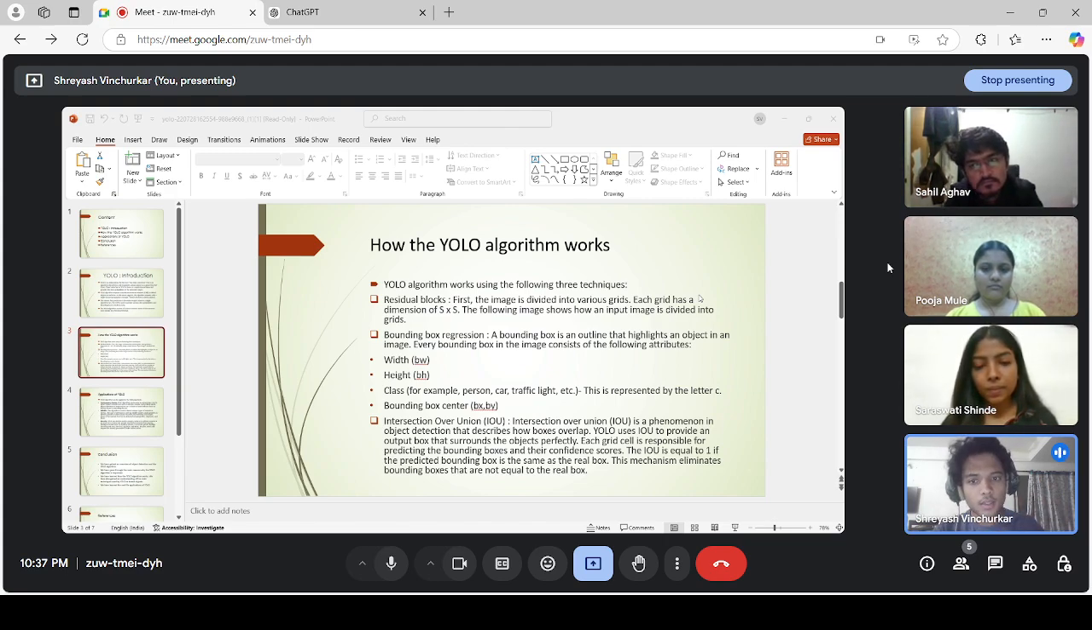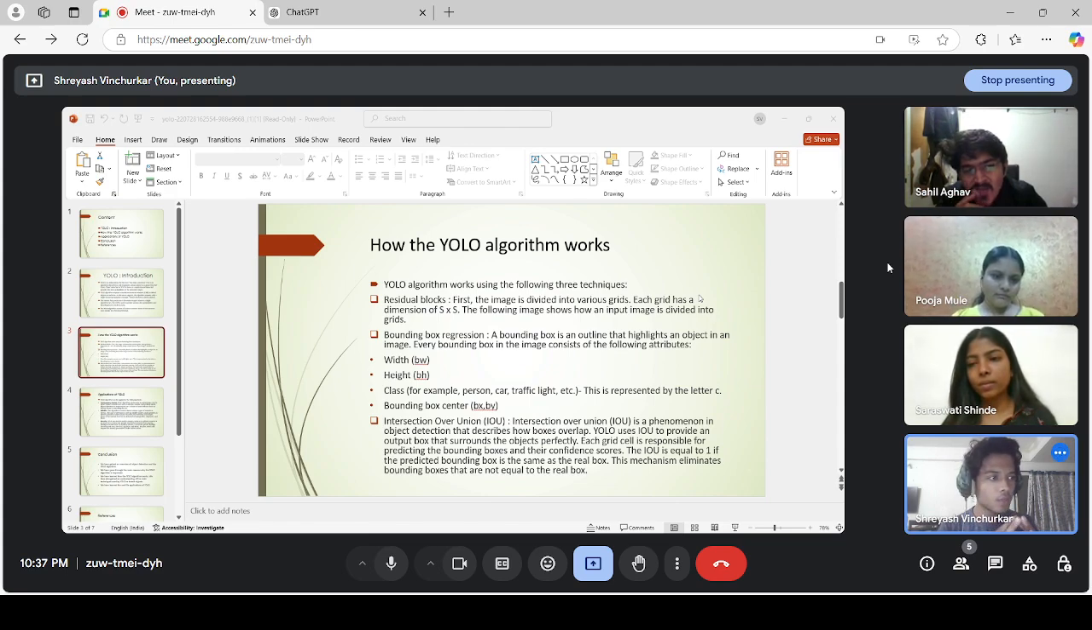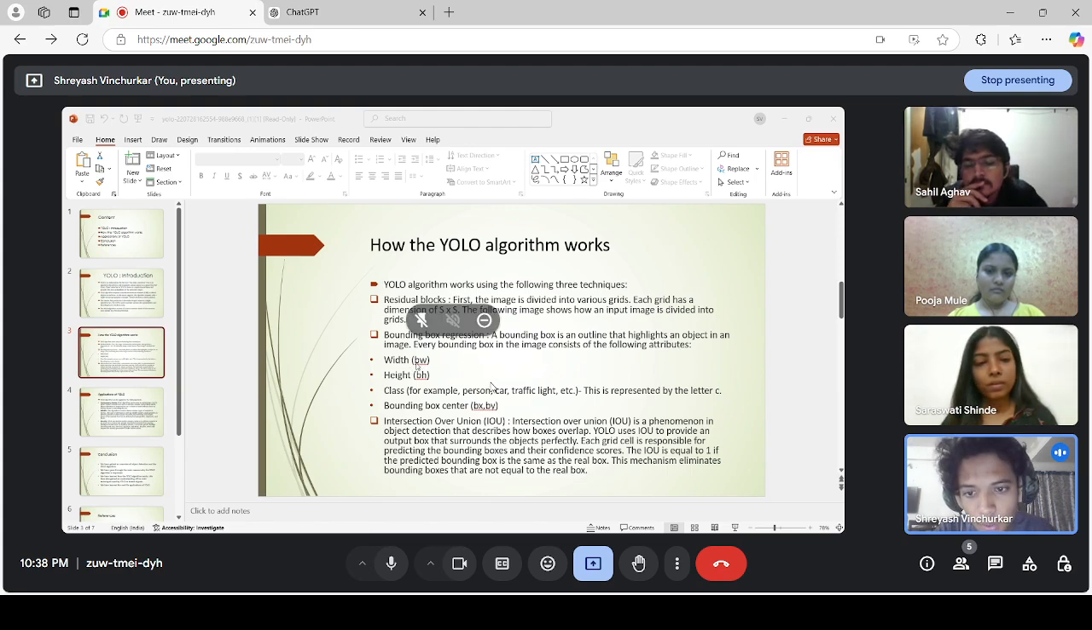The second thing is bounding box regression. What does bounding box regression do? It highlights an object in an image. So if there is an image with an object, for example a cup or a dog, it will first highlight the object in a bounding box. Every bounding box that it highlights will have its own width, its own height, its own class, and its own bounding box center. We can see here that the width is BW, the height is BH, the class is represented by the letter C, and the bounding box center is represented by BX and BY.